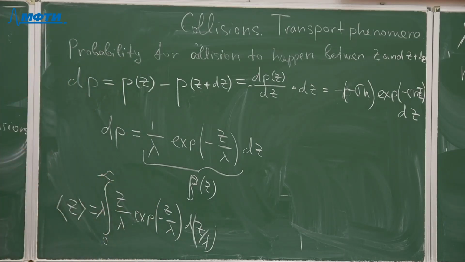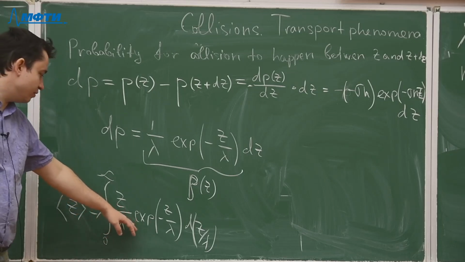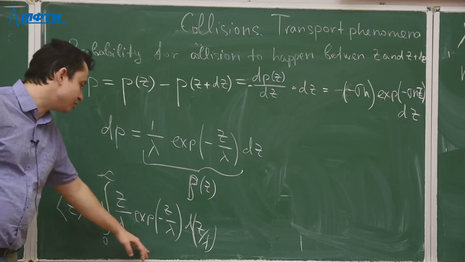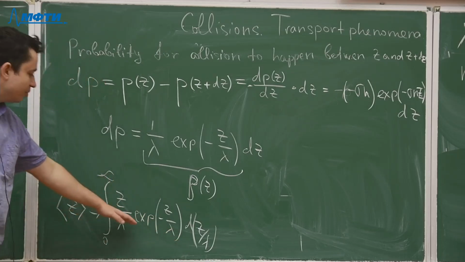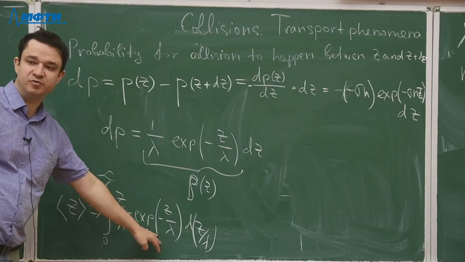And now we can integrate that using integration by parts. So we don't know yet how to calculate the whole integral, but we can integrate the part of it which is exponent of minus z over lambda.